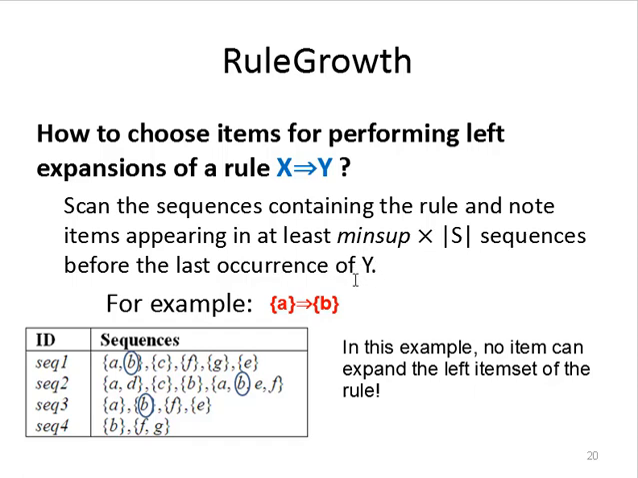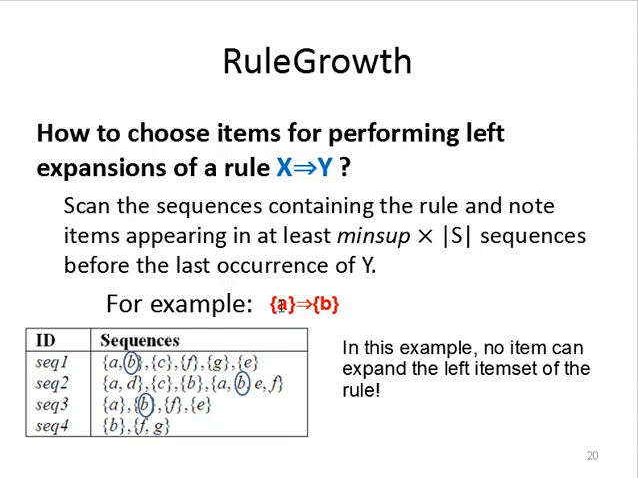So I will explain what I mean. If we have A followed by B, we want to add something to the left. So we look at the last occurrence of B in each sequence. So here in sequence 2 there are 2 B. We take the last one, the last B, and we count the support of all the items that appear before the last B, and if they appear at least the minimum support, then that means it will make a frequent rule. We can add the item to the left side.